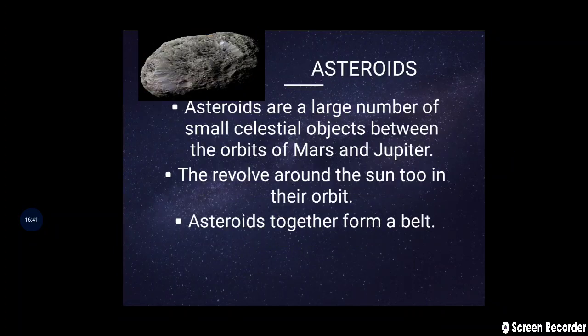Very interesting. Now we are going to talk about asteroids. What are asteroids? The first question that should come into your mind. Asteroids are generally rocky materials present in the solar system. Many asteroids come together to form a belt. An asteroid belt is a large number of small celestial bodies between the orbits of Mars and Jupiter. It revolves around the sun in their own orbit, meaning the orbit which the asteroids themselves have.